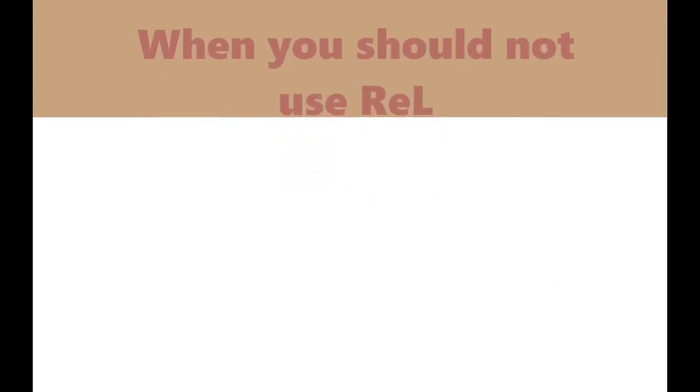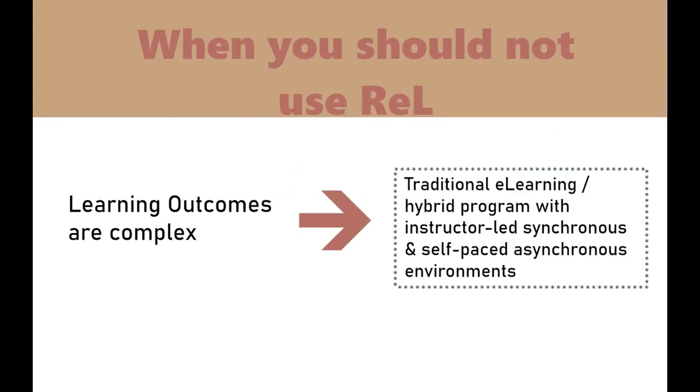If you want your learners to achieve more complex outcomes, you may need to go with the traditional e-learning approach and/or a hybrid program design involving both instructor-led synchronous learning environments and self-paced asynchronous environments. Getting your learners to demonstrate more complicated, nuanced, or complex learning outcomes can often require detailed analysis and design from experienced e-learning professionals.